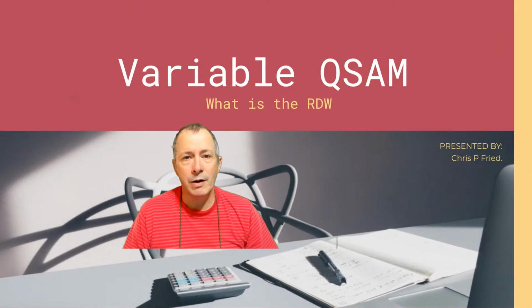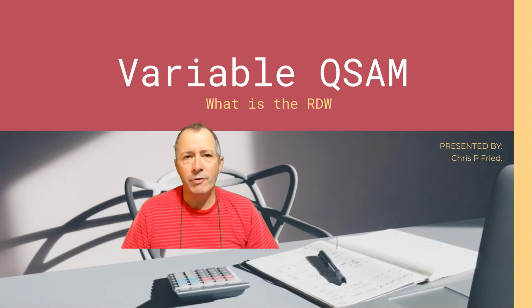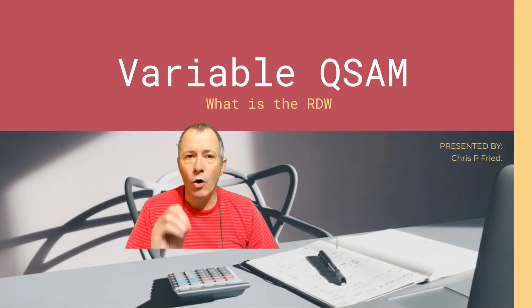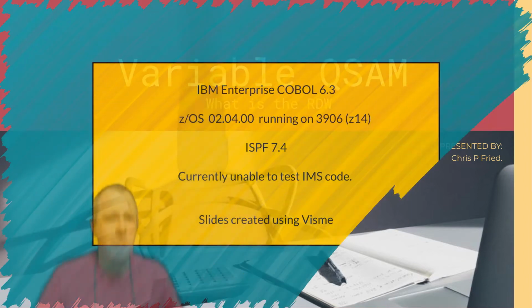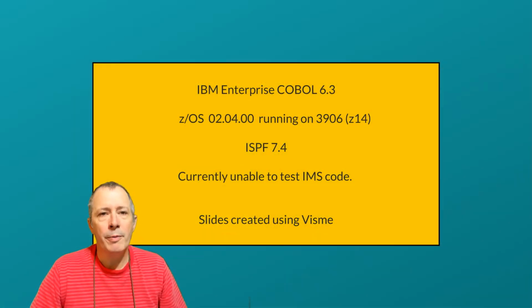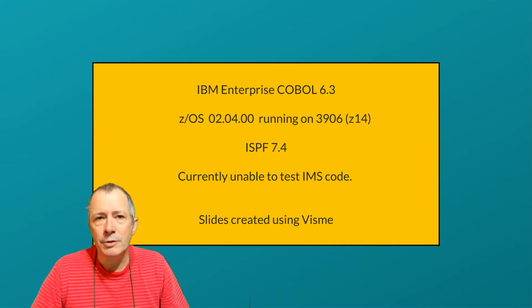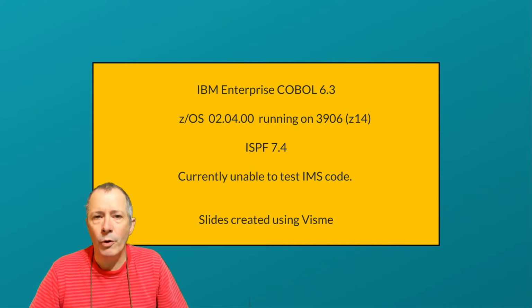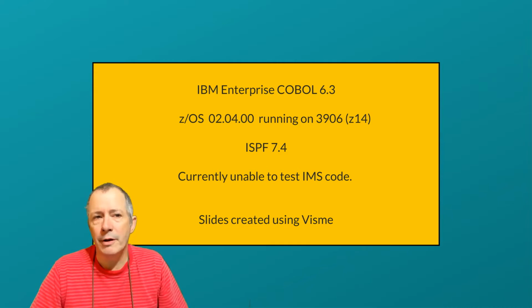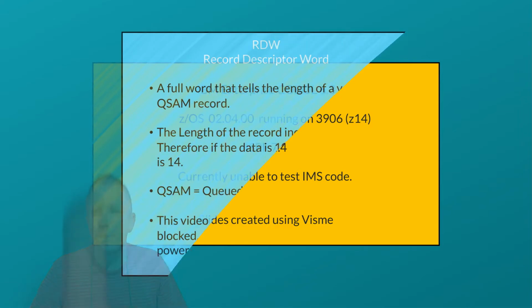Faster, better mainframe programming. The topic for this video is variable QSAM. What is the RDW, or Record Descriptor Word? I'm your host, Chris P. Fried. This slide gives information about the environment upon which I've tested: IBM Enterprise COBOL 6.3, running on a z14, z/OS 2.4, ISPF 7.4.